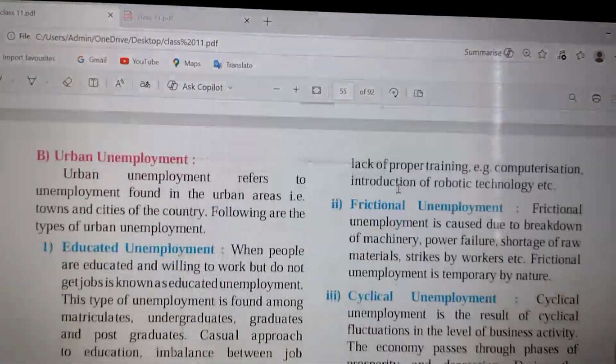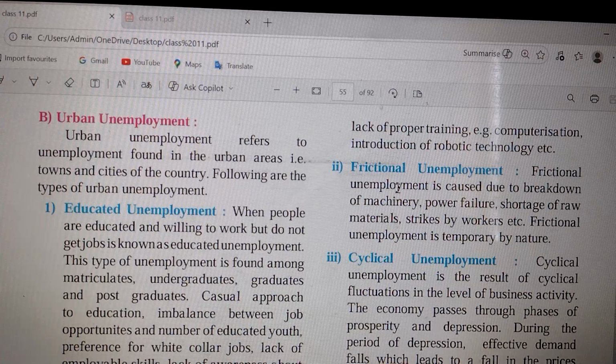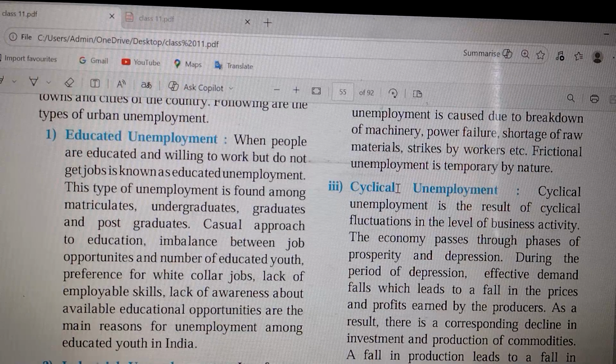ये हमारे दो टाइप हो गए रूरल एम्प्लॉयमेंट में. अब हम देखेंगे अर्बन अनएम्प्लॉयमेंट. Unemployment found in towns and cities is called urban unemployment. उसमें फर्स्ट टाइप है एजुकेटेड अनएम्प्लॉयमेंट. When educated people are willing to work but do not get jobs, it is called educated unemployment. यह बेरोजगारी ग्रेजुएट्स और पोस्ट ग्रेजुएट्स में ज़्यादा देखने को मिलती है.